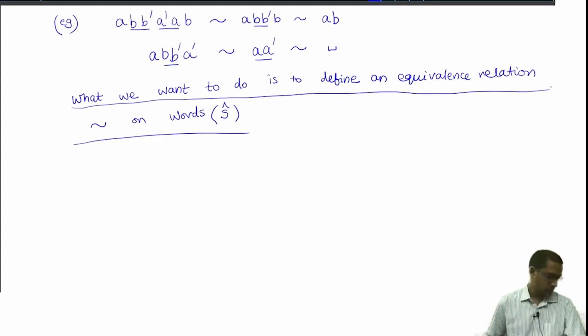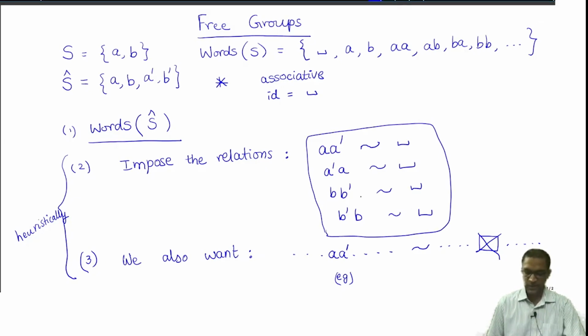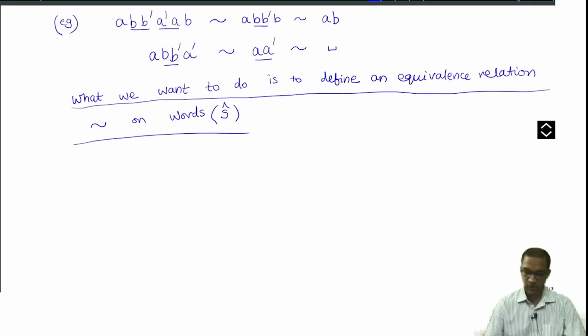We've already seen some of the requirements. We have those four important identifications. We would want these 5 words a prime a, a a prime, b prime b, b b prime, and the empty word to be equivalent to each other. That's the primary requirement. And then the second property here is that whenever any of these occurs as a subword of a longer word, then inside that longer word you can replace the subword by any one of these other 4 subwords. So that's what we want to do.